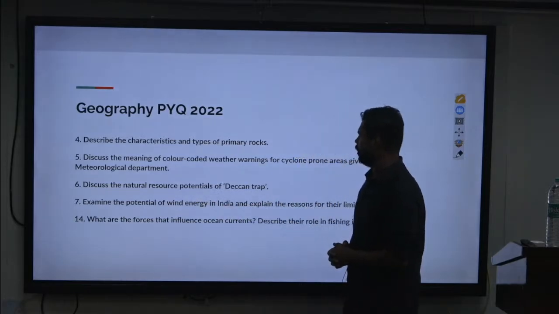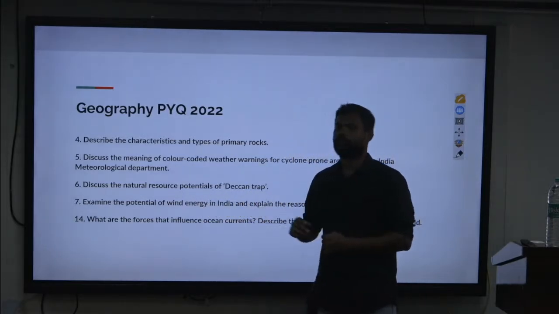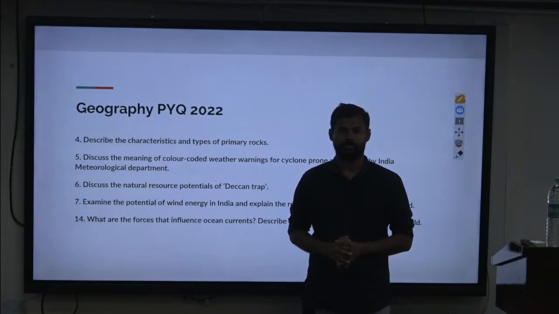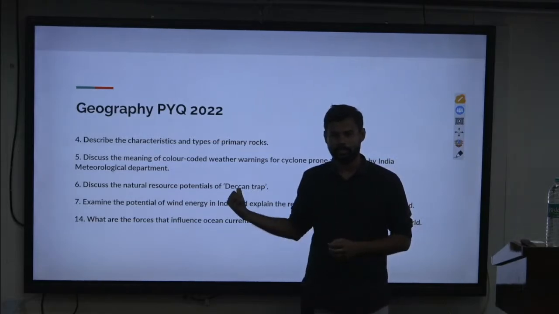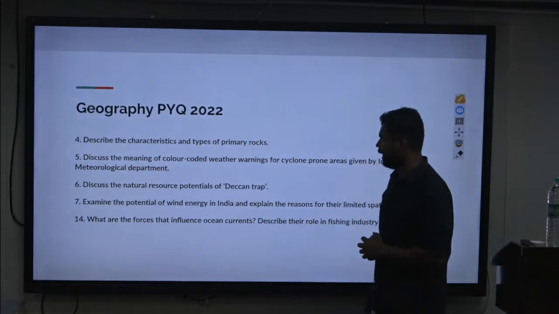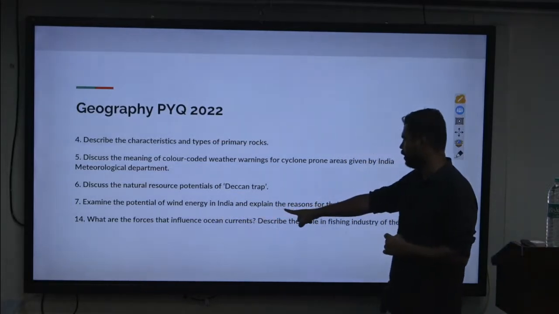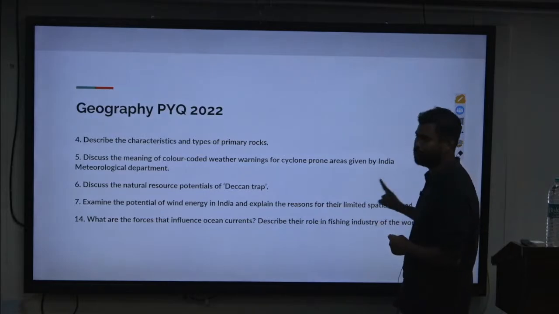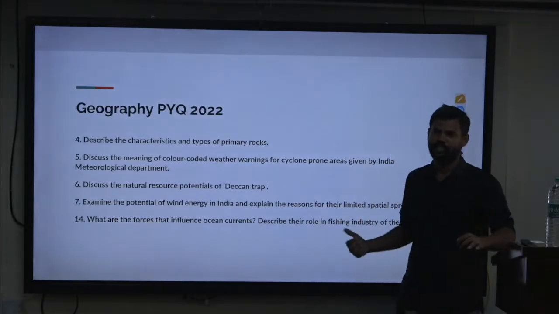The next, discuss the natural resource potentials of Deccan Trap. Where do you put this? It is a direct question. I know it is geography, but it is a direct question: Deccan Trap. If you know about Deccan Trap, you can answer this question. The next is, examine the potential of wind energy in India and explain the reasons for their limited spatial spread. Easy or difficult?